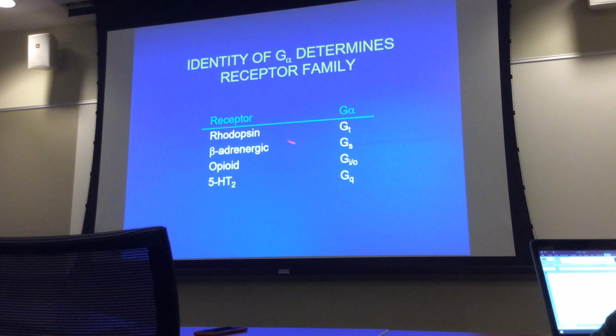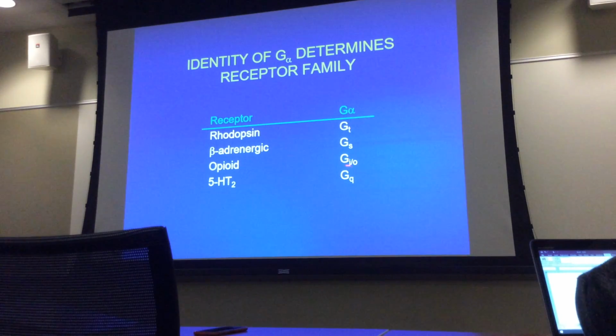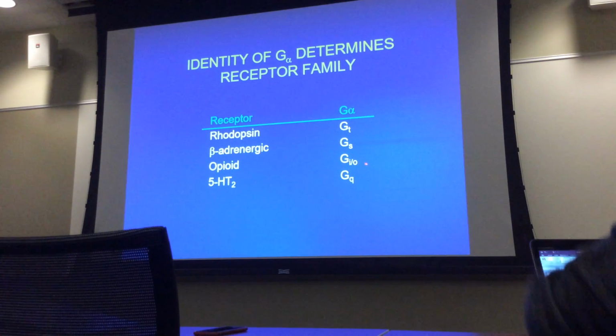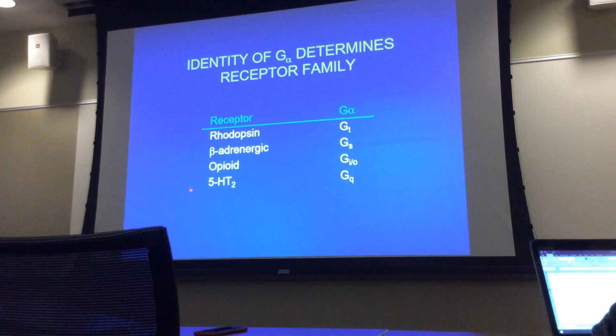Beta adrenergic receptors are a classical stimulatory receptor. Once again, it binds to GS. It does not bind to anything else. Opioid, there's a whole series of inhibitory receptors in brain that bind to both GI and GO, and then serotonin 2 receptors bind to GQ.